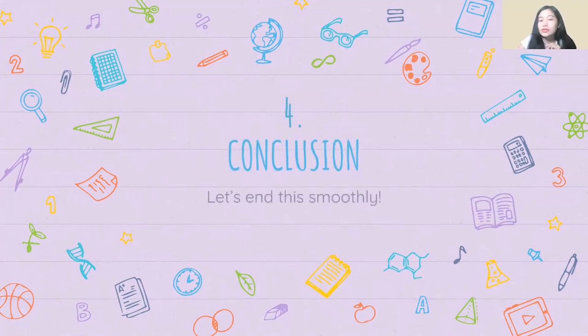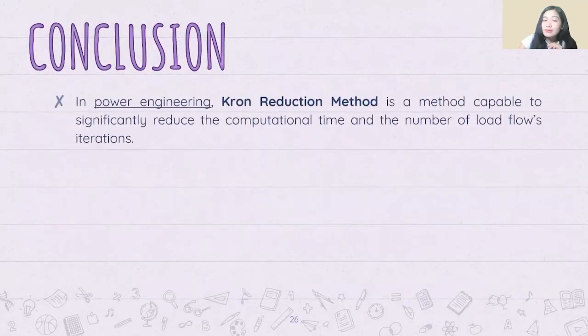Just to sum up and boil it down. Okay, let's end this all smoothly. So in conclusion, in power engineering, we have said that Kron reduction method is a method that is capable to significantly reduce the computational time and the number of load flow iterations.